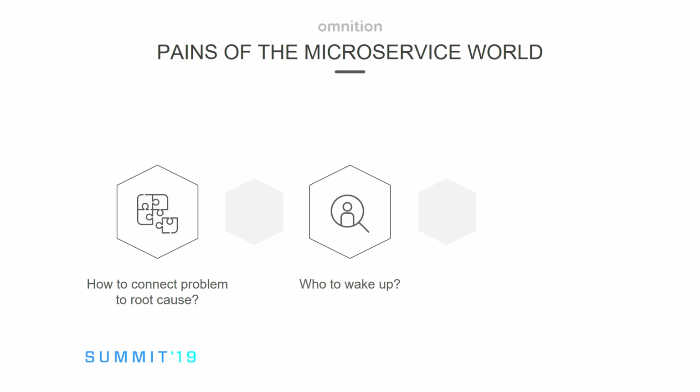Who to wake up? Say now you're all using Envoy, so you at least have consistent metrics. But then errors propagate across the system. So how do you know the difference between a service propagating that error and actually being the one that originates the error?